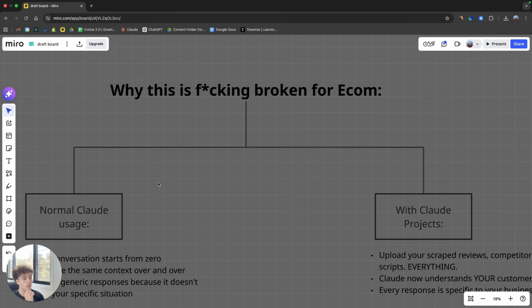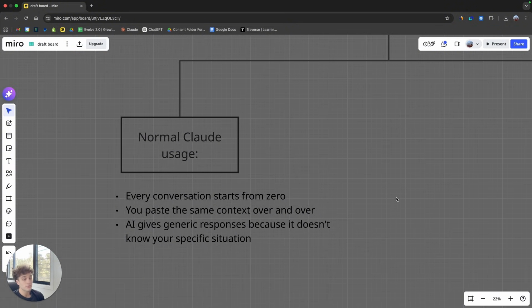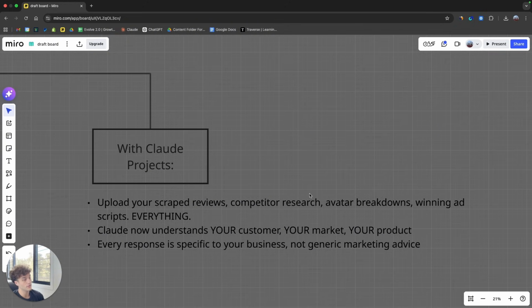And the reason why this is broken, because if you just use normal Claude, every conversation starts from zero. It retains a little bit, but not everything. You have to paste the same context in over and over. It's going to give you generic responses. It doesn't know your specific solution, and it takes a lot of time, as this projects method is very fast because you're able to go in there and ask it and just get quality source immediately.